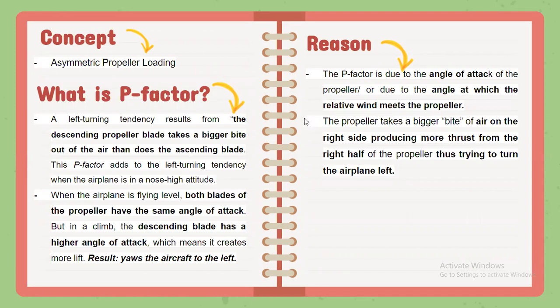So we have reasons to consider here about the P factor. It is due to the angle of attack of the propeller, or due to the angle at which the relative wind meets the propeller.